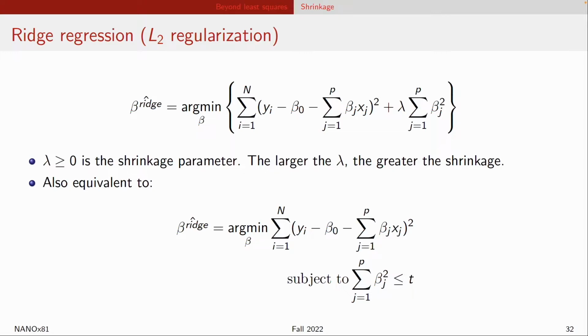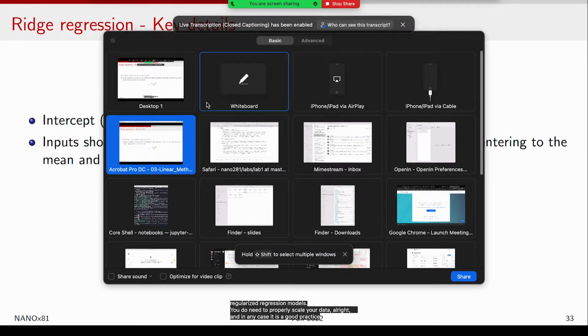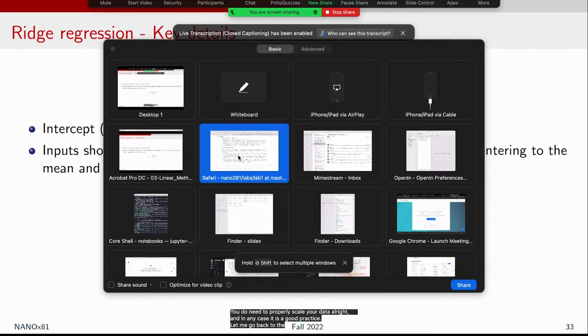In order that this penalty term doesn't over-bias for very large coefficients, we need to ensure that your data is scaled beforehand.